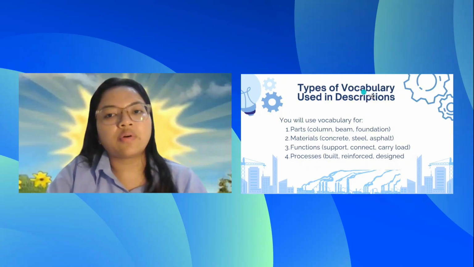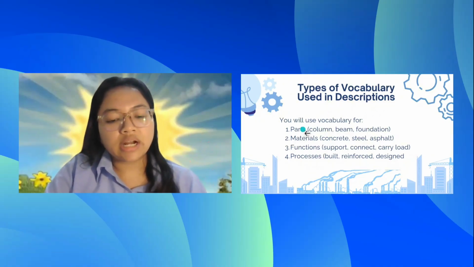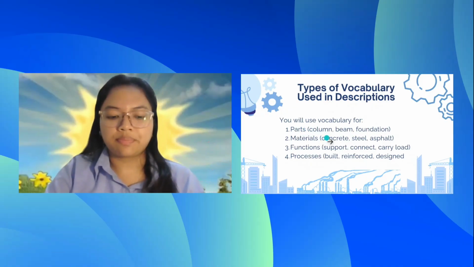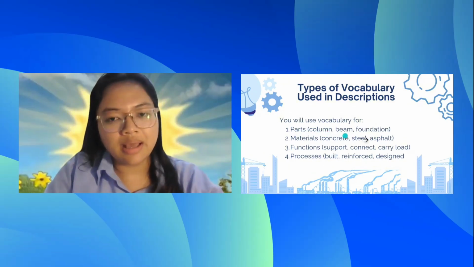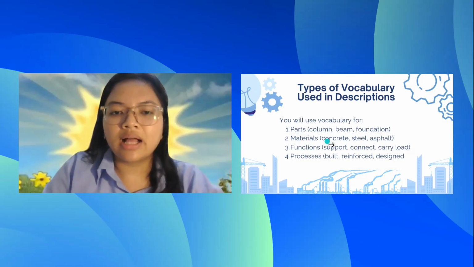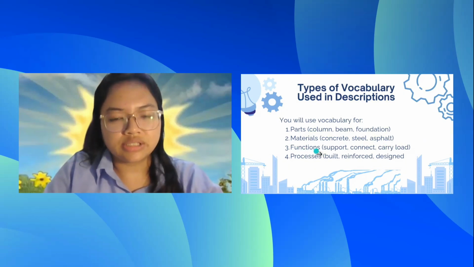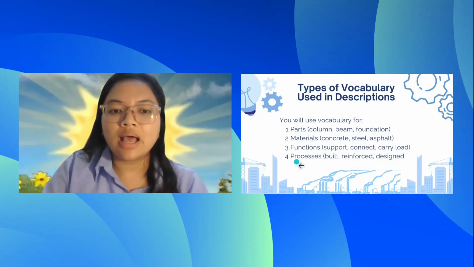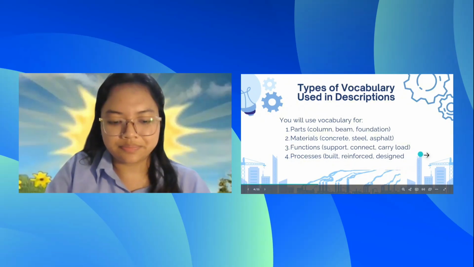Now, types of vocabulary used in description. When describing a structure, you will use different types of vocabulary. First, we have parts, such as column, beam, and foundation. Second, materials, like concrete, steel, and asphalt. Third, functions, like support, connect, and carry load. And last, processes, like build, reinforce, and design.